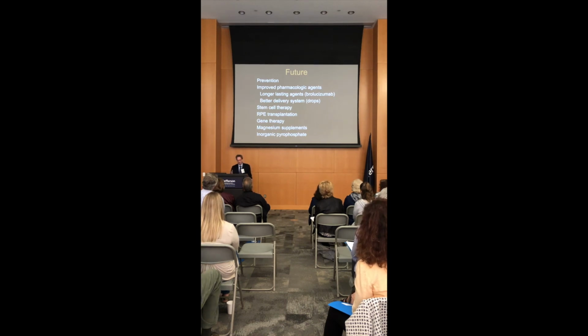So we talked about prevention and improved pharmacologics already. We can answer some questions later about stem cell therapy that's under investigation. There are some trials going on in England in Moorfields Eye Hospital. Retinal pigment transplantation in the future. Gene therapy is around the corner. There's actually one drug already approved for retinitis pigmentosa type disease in the eye, a blinding disease for which there is some gene therapy approved. Magnesium supplements, Mark will talk about, and the research group spoke yesterday about inorganic pyrophosphate supplementation, another possible future treatment.